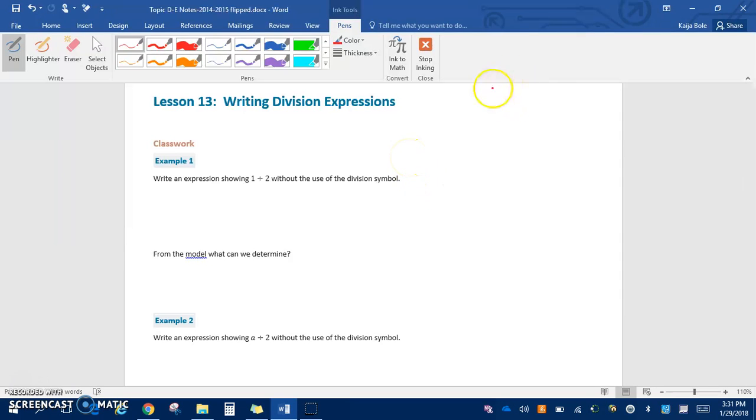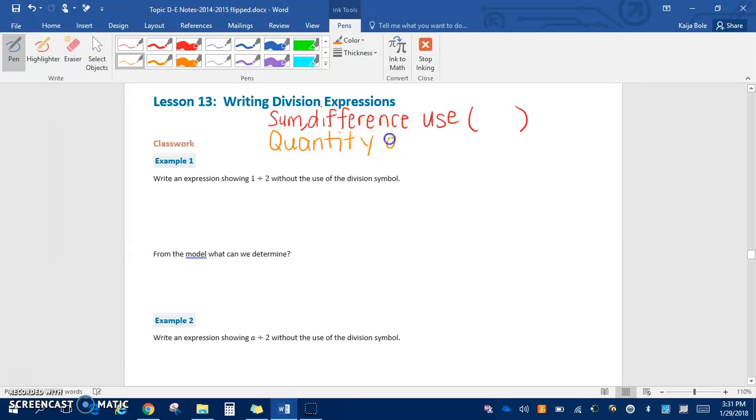Just some key words. So remember that for the words sum and difference, we use those parentheses. Alright, now today we're going to add another phrase that goes for parentheses. Whenever we see quantity of, we are going to use parentheses. Alright, so that's our new one for division today.